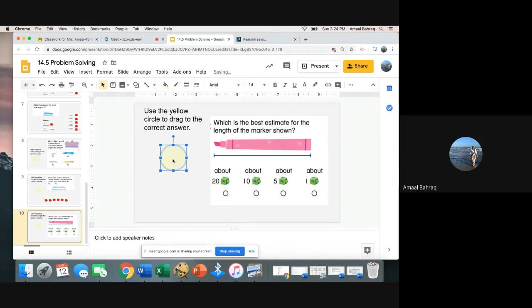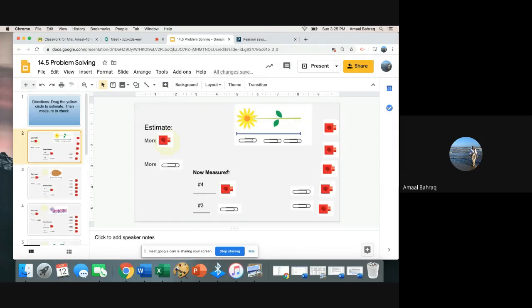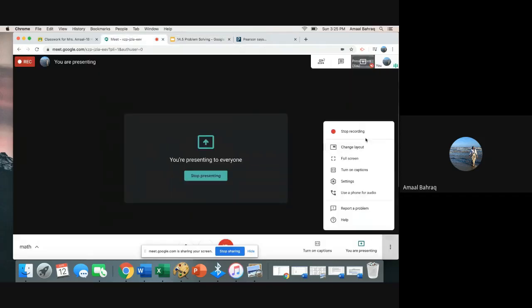If you have any questions today or find something that may be a little bit confusing, you can always comment and I'd be happy to help. Your goal today is to be able to estimate first and then measure and see which object and how many you needed of each. All right, good luck. Let me know if you have any questions.